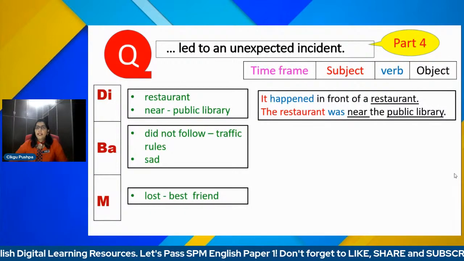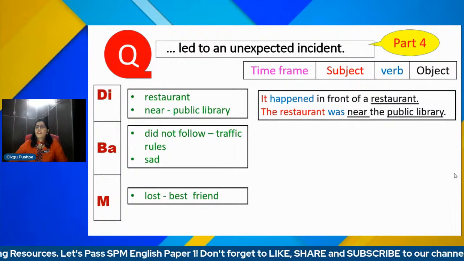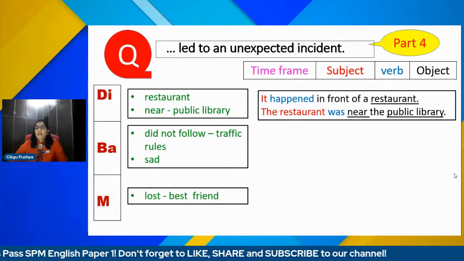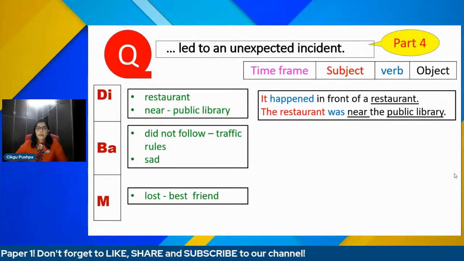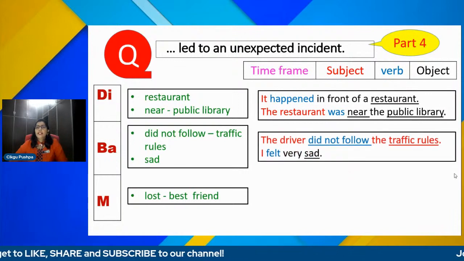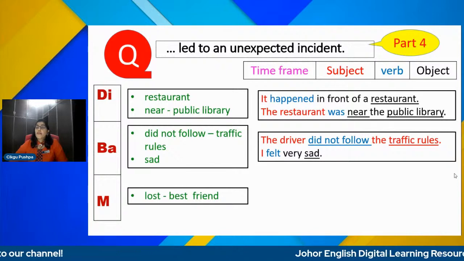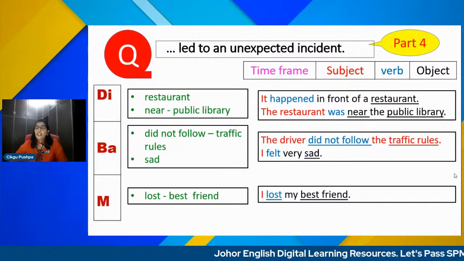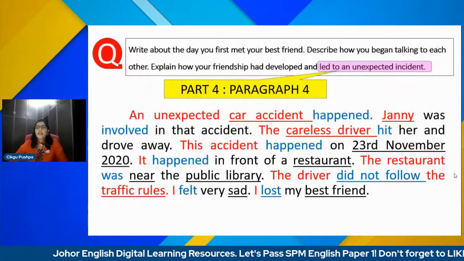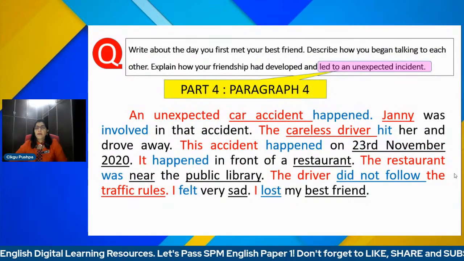Restaurant, remember di mana? It happened in front of a restaurant. The restaurant was near the public library. Okay, the next one. The driver did not follow the traffic rules. So I felt very sad. Why did you feel sad? I lost my best friend. So you're done with this, and here comes your final paragraph.